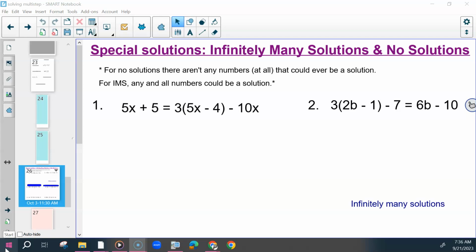We went through solving multi-step equations with multiple variables yesterday. We talked about a good majority of those. Go to this page.